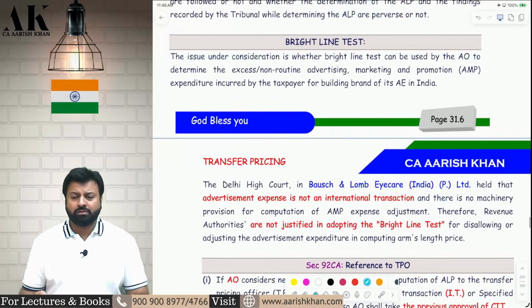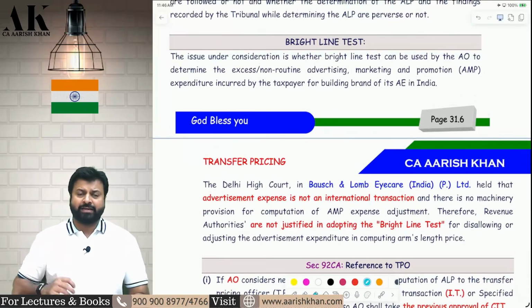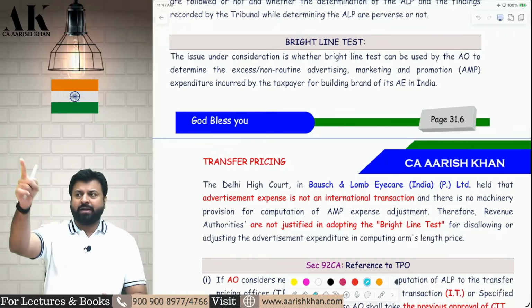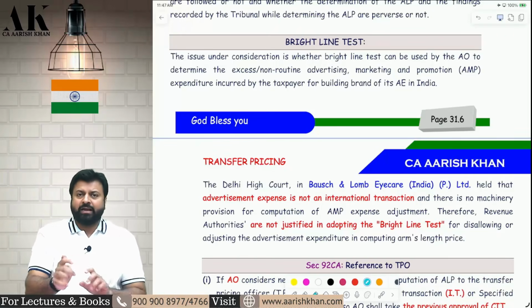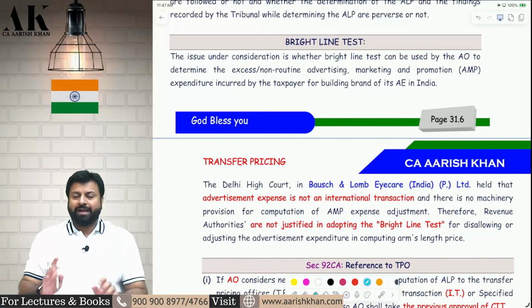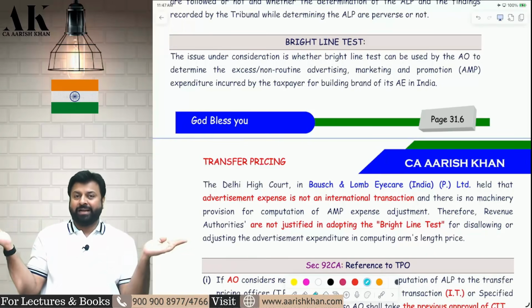Next is a very global concept not applicable in India, the bright line test. We need to understand first of all what this bright line test is with an example. Suppose there is a company by the name of Sony, which is in Japan. Now Sony has opened a subsidiary in India, and Sony has told its subsidiary in India to do massive promotion in India in the form of advertising, marketing and promotion expenses, AMP expenses. So Sony parent is in Japan, and Sony India is in India. And Sony India is doing what? Massive advertising, marketing and promotion expense. So there is a concept of bright line test in many countries outside India.